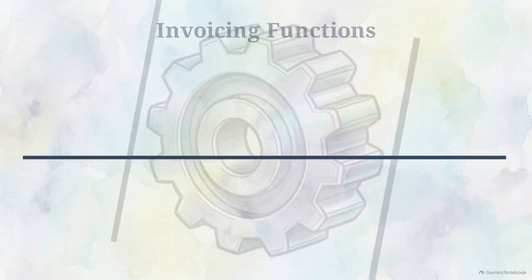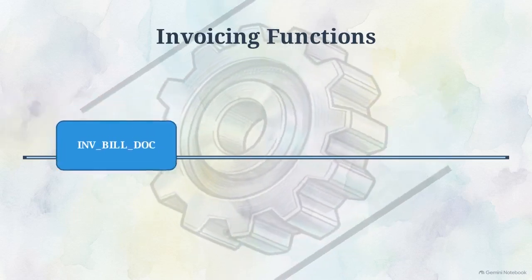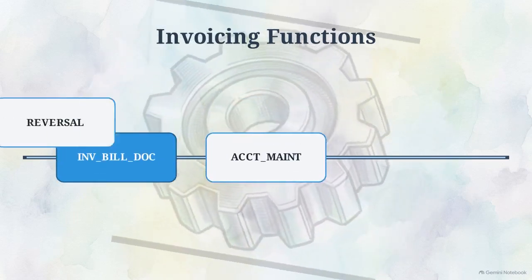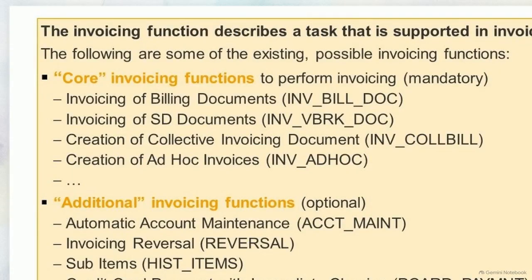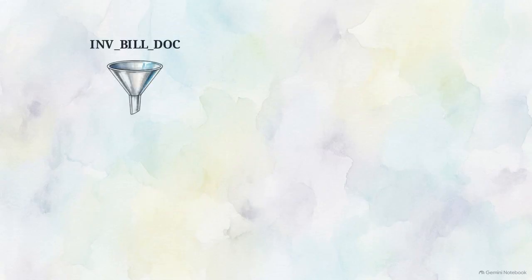This translation is handled by invoicing functions. These are modular processing steps that execute specific business tasks during an invoicing run. The mandatory function responsible for generating the financial posting is the invoicing of billing documents, identified in this core functions list by the technical code inv_build_doc. Inv_build_doc takes the source billing data and derives the baseline structure for the FICA posting.